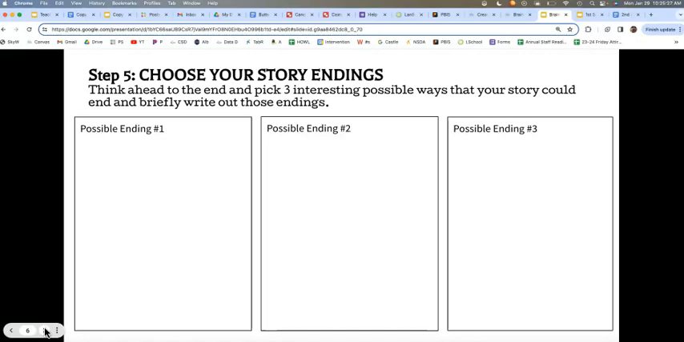And all you're doing, again, do not do a ton of writing here. So many kids do. Keep this really, really brief, because you're just planning these out. So don't actually write the ending yet. Just do a brief plan.